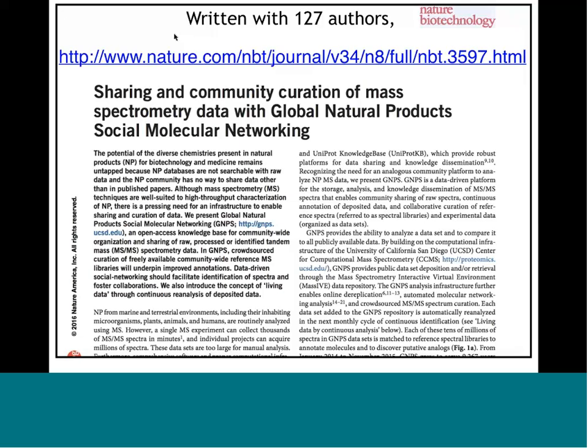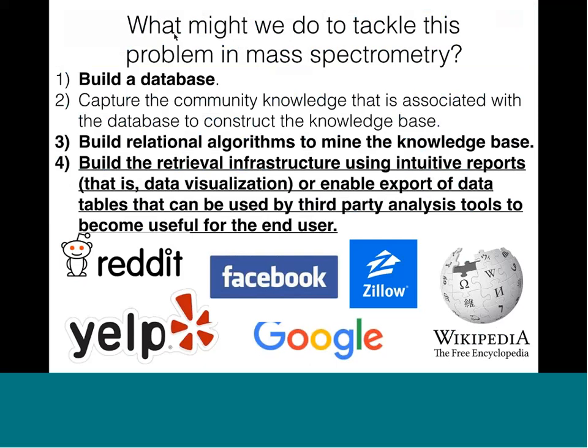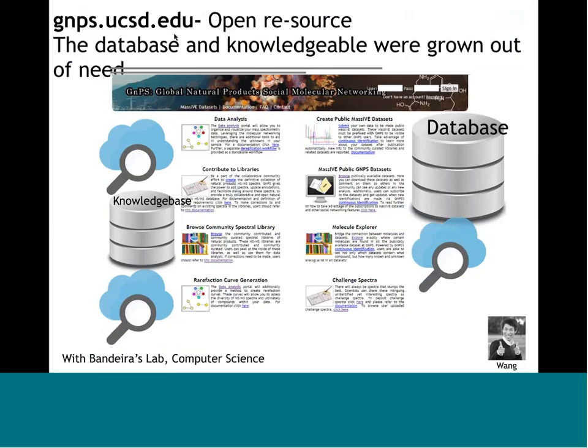And what is GNPS? This is the Global Natural Products Social Molecular Networking, but it's basically a database, a knowledge base. It uses the relational algorithm, in this case molecular networking, but it also has the retrieval infrastructure. It's the database, knowledge base, and that retrieval infrastructure. And in our case, this infrastructure really was born out of need.